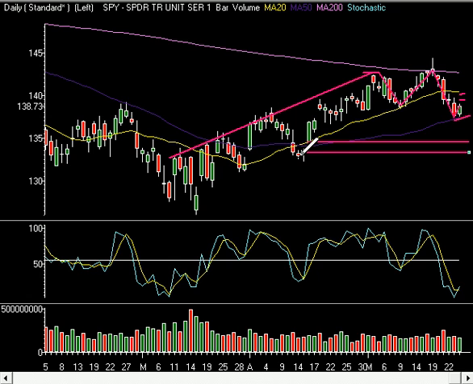So we have to kind of monitor the time. How long does it take for us to come down to this area? If it's soon, then we may go lower. If it takes a while and we bounce for a few days or a week here, then it may not be that big of a correction.